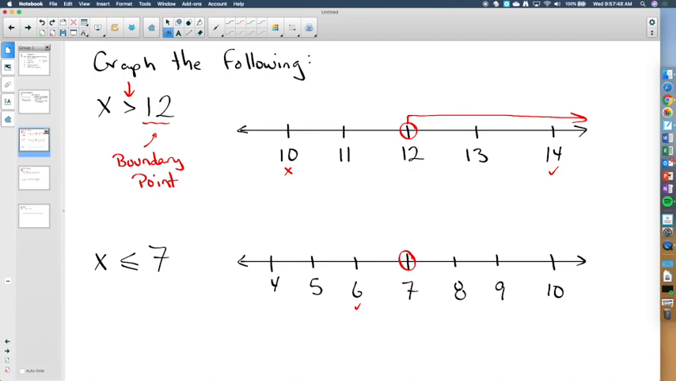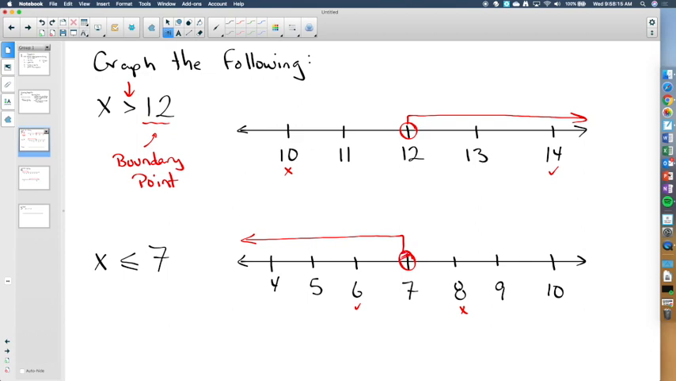Now this one's a little bit different because I said x is less than or equal to 7. So if I was to actually put 7 in, is it true that 7 is smaller than or equal to 7? Well, yeah, 7 is equal to 7. In that case, I'm going to color my circle in. I'm saying that the boundary point is included in this solution.